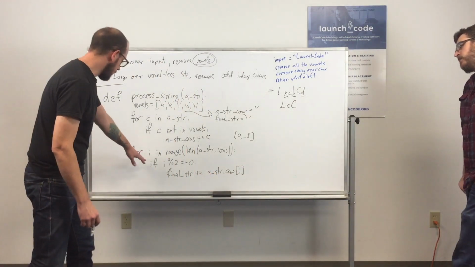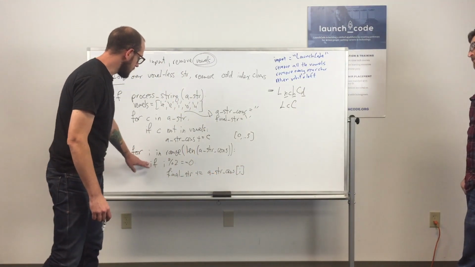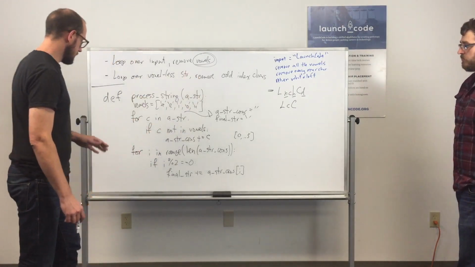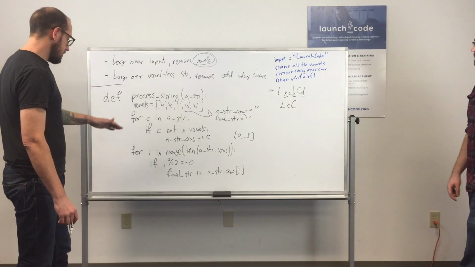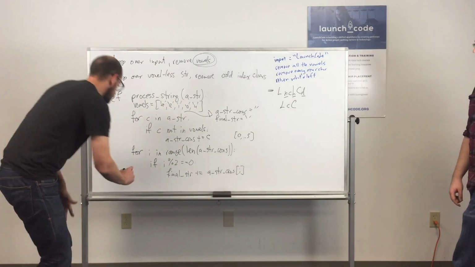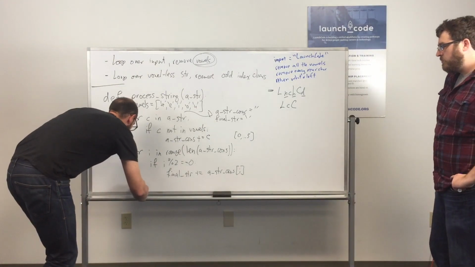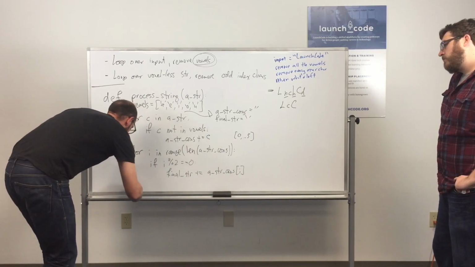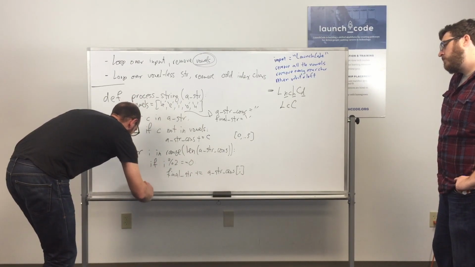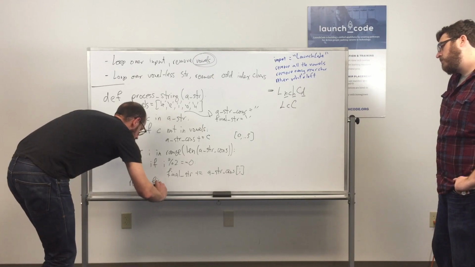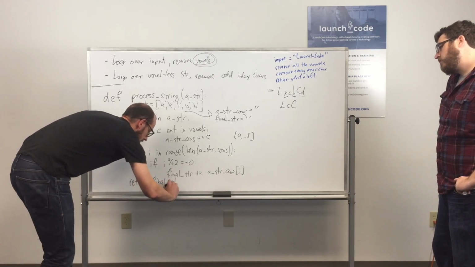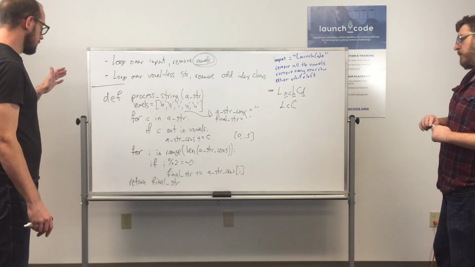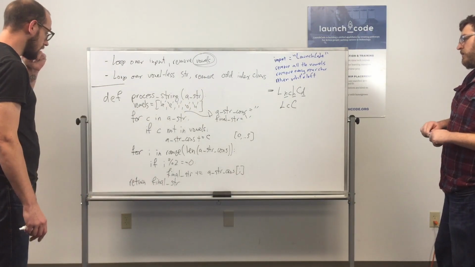Okay, so let me check that. If I find a character at an even index, I want to keep it, which means I'm going to remove the odd index characters. And then I just need to return it. So I exit my loop and say return final_str. Okay, so I think that's good.